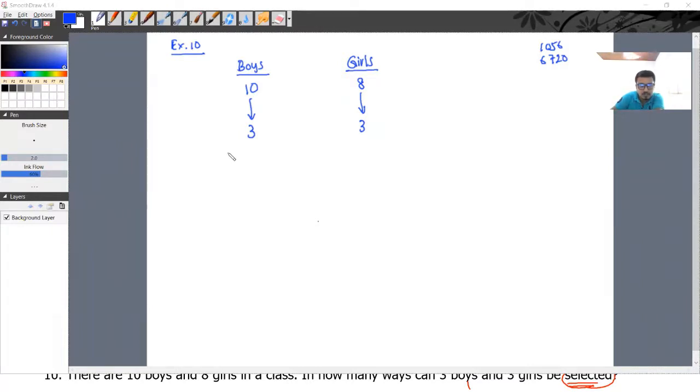So how should it be? Out of 10 boys, we need to select 3. Out of 8 girls, we need to select 3.